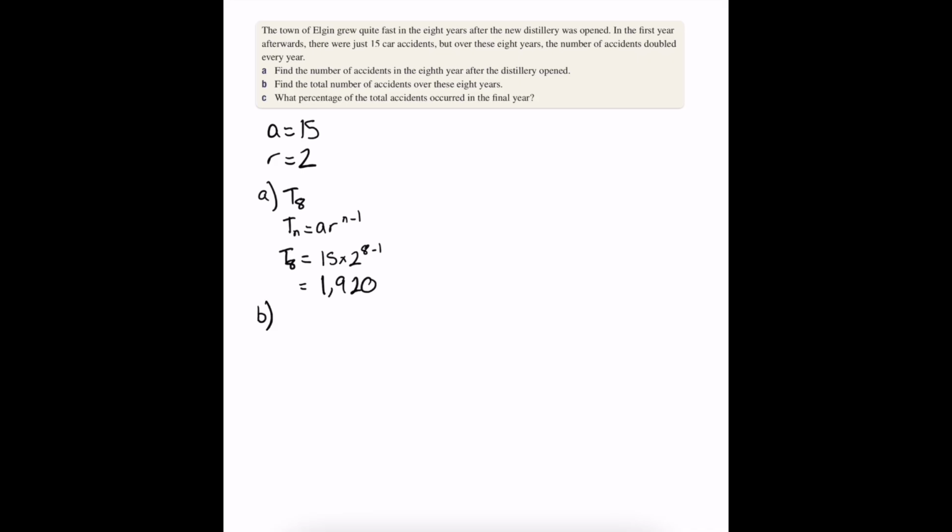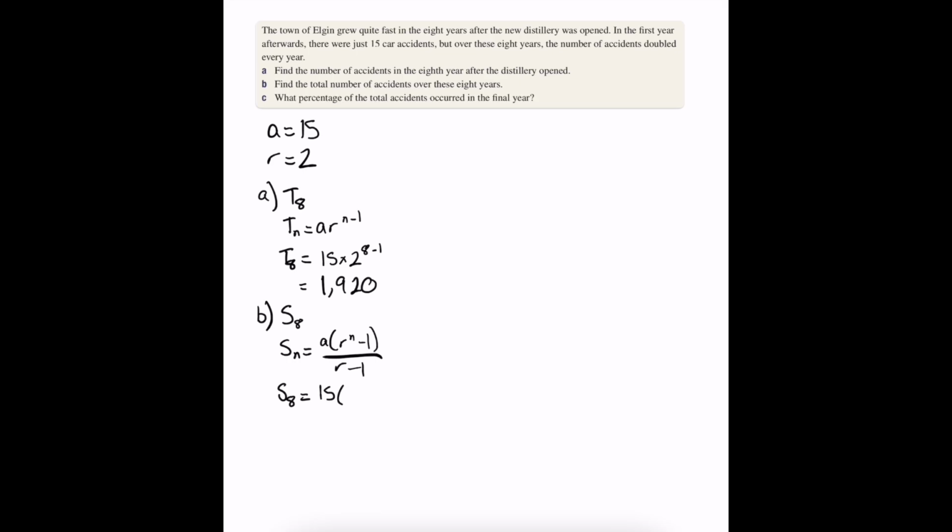Part B then says find the total number of accidents over these 8 years. So what this means is essentially the sum of the first 8 terms, because it's the total number of accidents over the 8 years. So it's the number of accidents in the first year, plus the second year, plus the third year, all the way up until the 8th year. We should know that the sum of n terms is equal to a times r to the n minus 1 over r minus 1. So when we are figuring out the sum of the first 8 terms, we just plug in the relevant information.